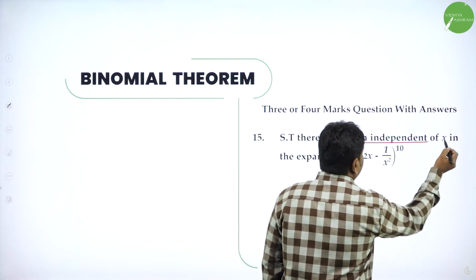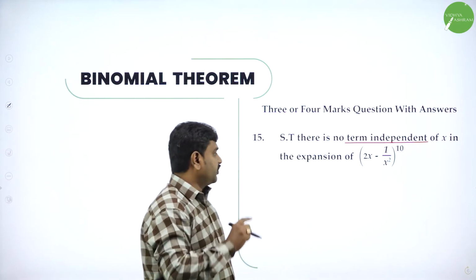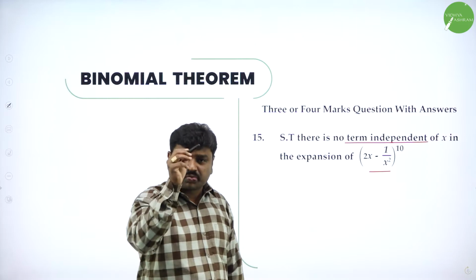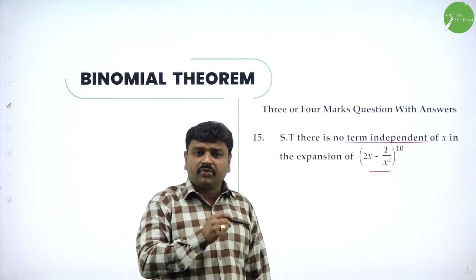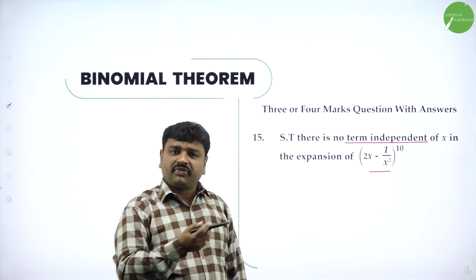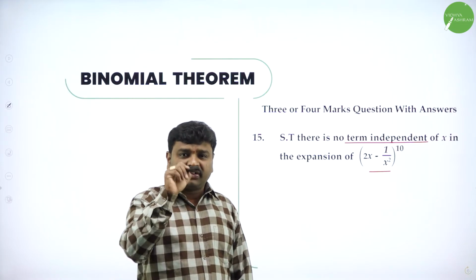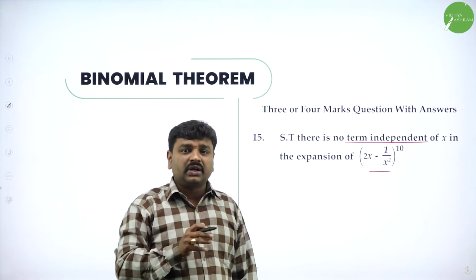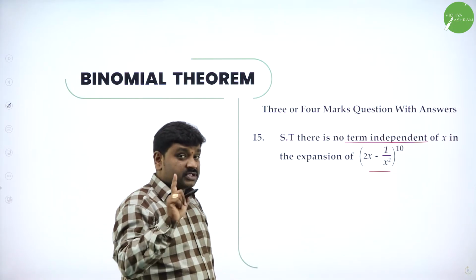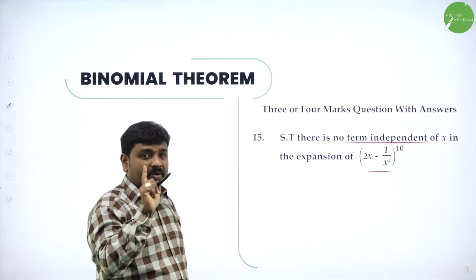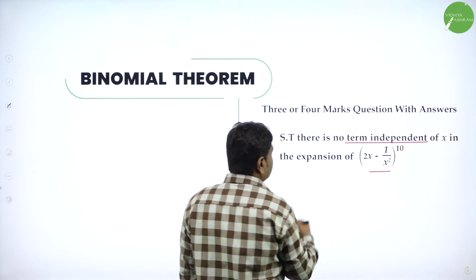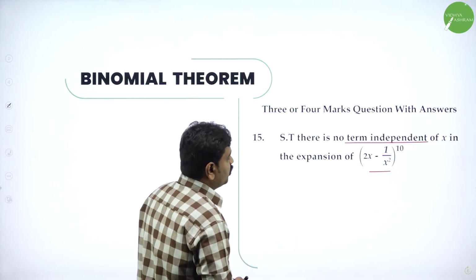Now, they are asking you to prove there is no term independent of x in this expansion. Term independent of x means what? x power should become 0. So now we need to solve for x power equal to 0, like the last case. For that we'll find r. When you find r, if your r is again a fraction, then we say there is no term independent of x. Always r should not be a fraction, r should be a positive integer. We'll see. So now they wanted to prove there is no term independent of x in the expansion of 2x minus 1 by x square whole power 10.